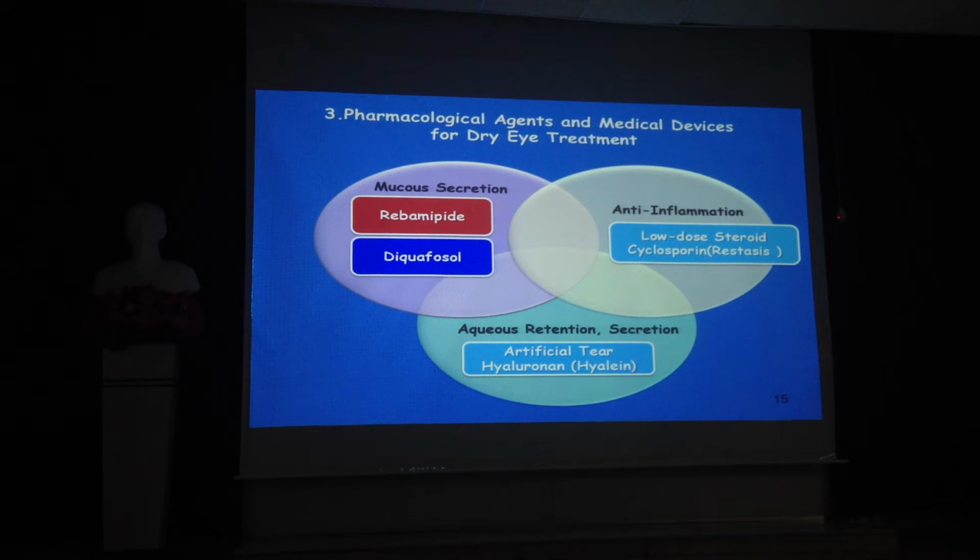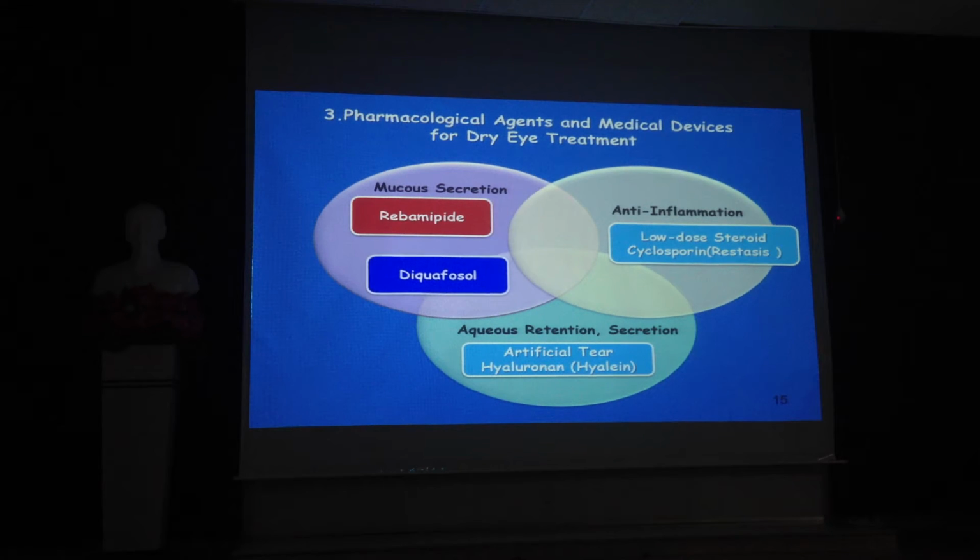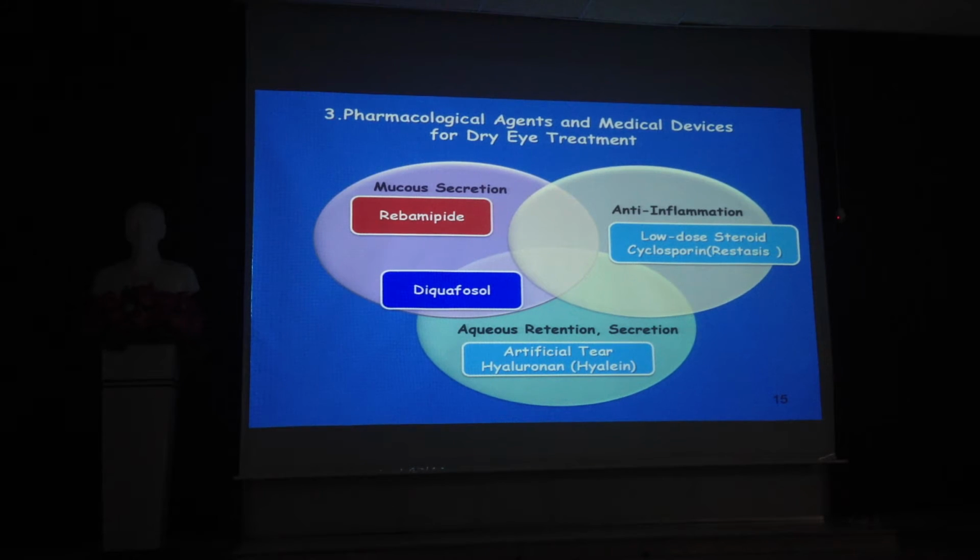And number 3 is mucus secretion. In Japan, we have 2 eye drops commercially available to increase mucus secretion. One is diquafosol sodium, the other is rebamipide. Diquafosol sodium not only increases mucus secretion, but also increases aqueous retention, actually increasing the volume of the aqueous. On the other hand, rebamipide increases mucus secretion. Also, it has some kind of anti-inflammatory effect as well.